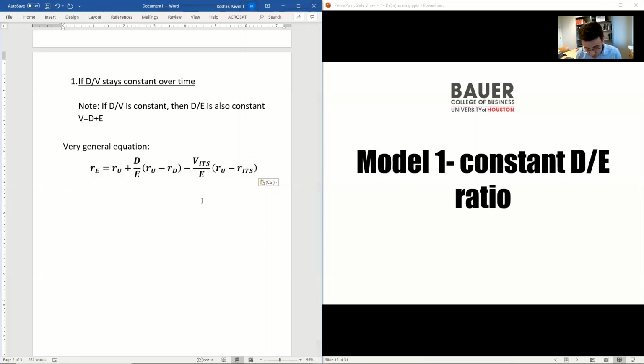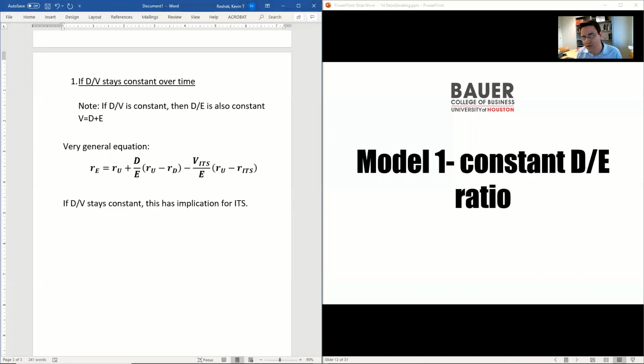So when we say that debt to value stays constant, that's going to have an implication for the tax shields. Namely, it means that the tax shields are going to grow with the value of the firm. Okay, so let's talk through this piece by piece real quick here.